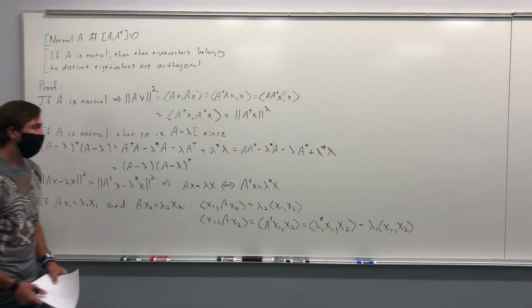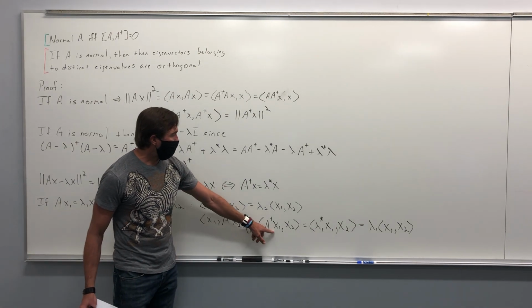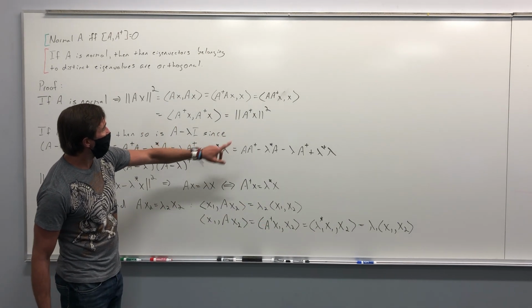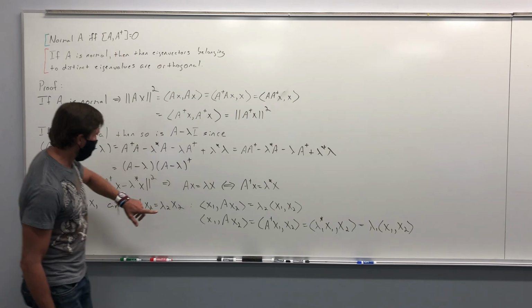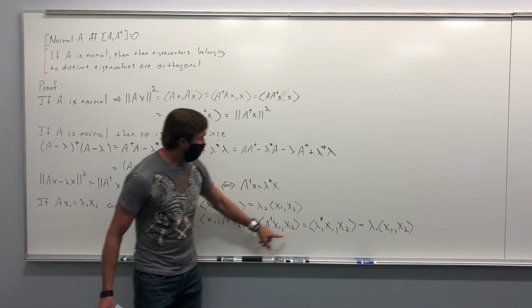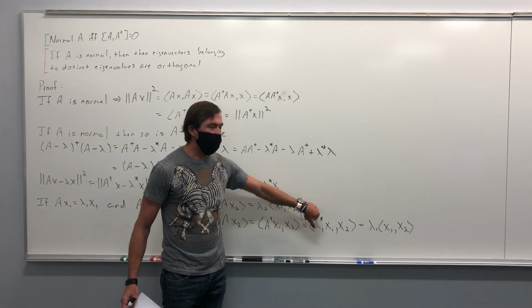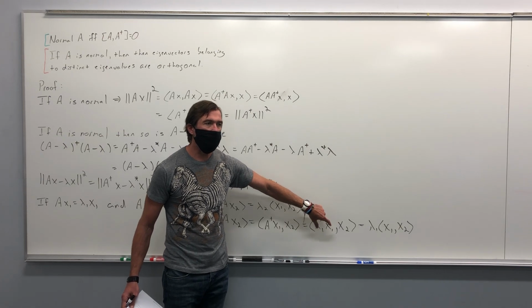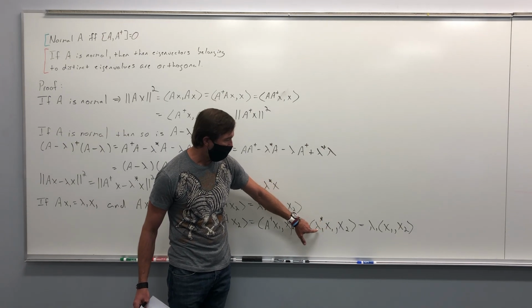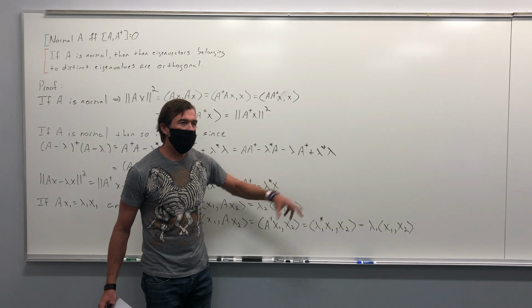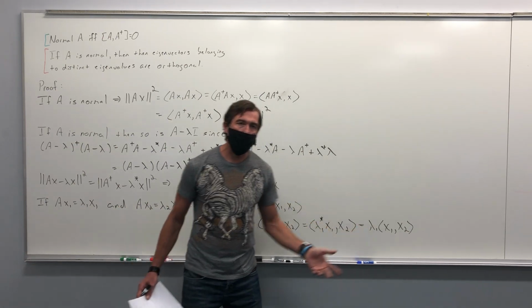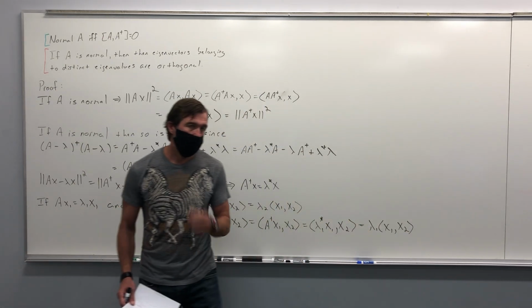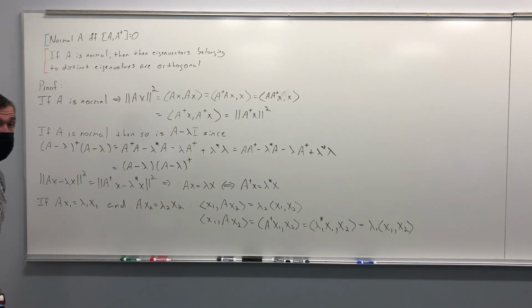So remember, A dagger on x gives me lambda star x. That's all I'm doing here, but this is lambda star on the first term of the inner product, and when you pull a constant out from the first term of the inner product, you have to complex conjugate it, so that's why it's only lambda here. We good?